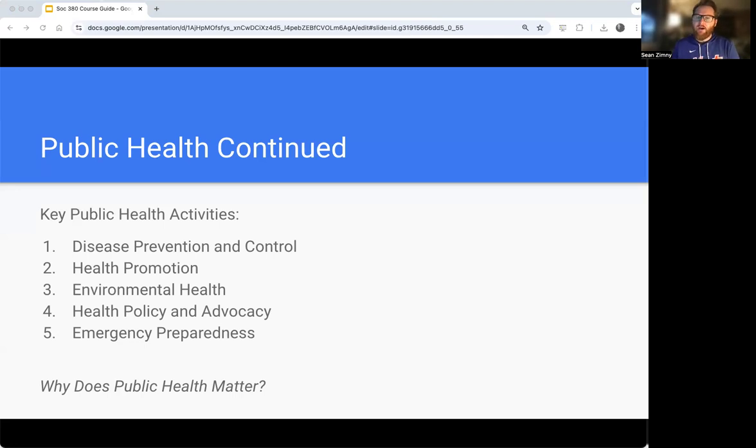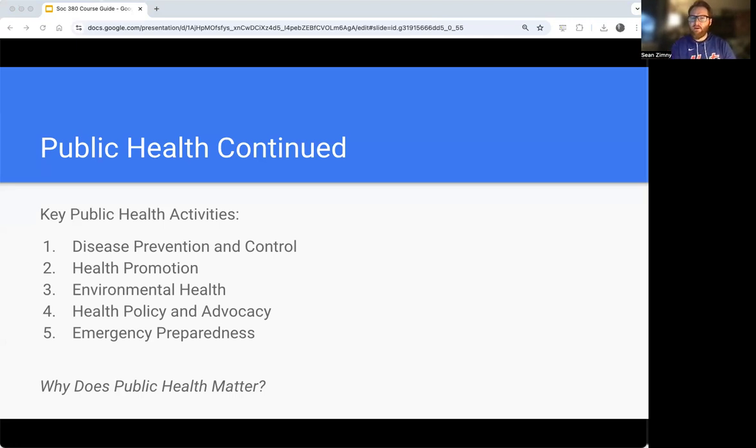And then five, emergency preparedness. So preparing for and responding to natural disasters, pandemics, epidemics, bioterrorism, all these things together. The reason I wanted to include these five key activities is so you can see the scope of public health. There's such a gigantic scope of all the important things that public health encompasses, that public health specialists and officials and our Department of Health and Human Services, whether at the national level or even at the state level, are looking at these really important areas.